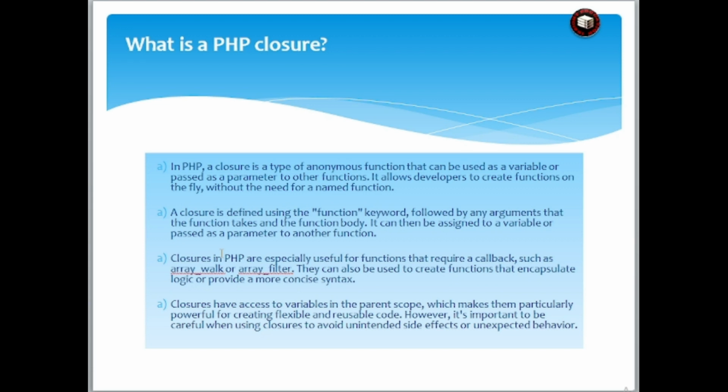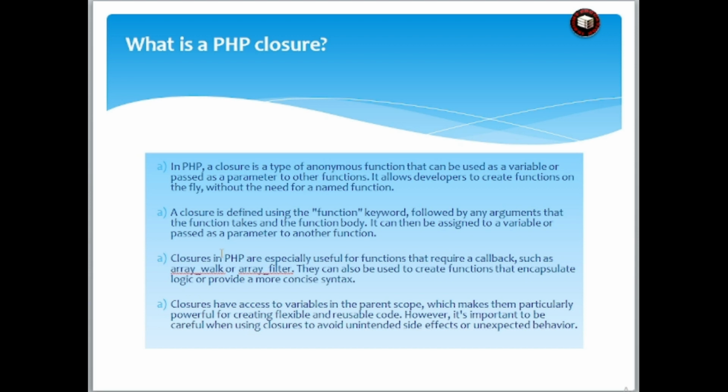What is PHP closure? Closure is a type of anonymous function that can be used as a variable or passed as a parameter to other functions. It allows developers to create functions on the fly without the need of a named function. A closure is defined using the function keyword followed by any arguments that the function takes and the function body. It can then be assigned to a variable or passed as a parameter to another function.